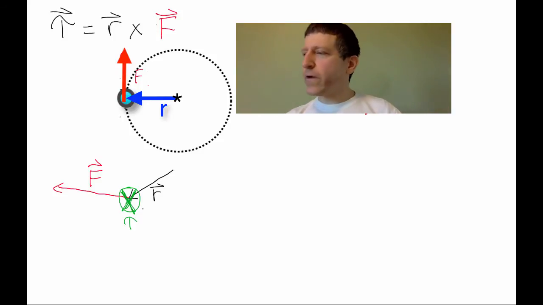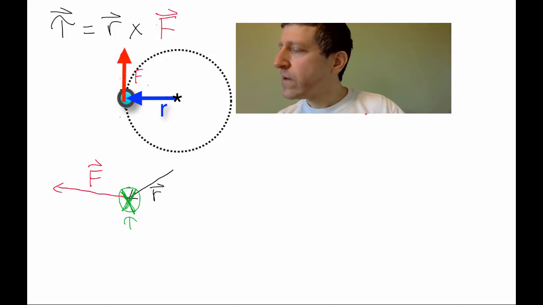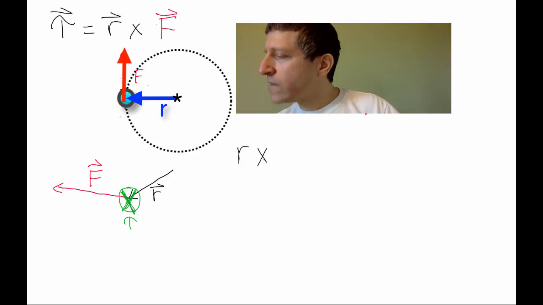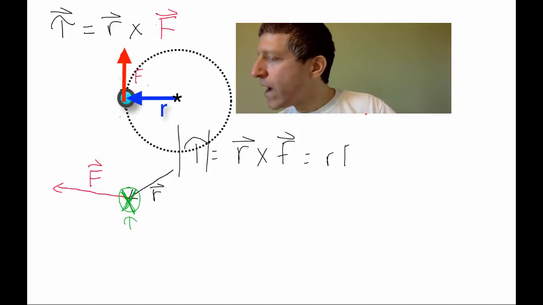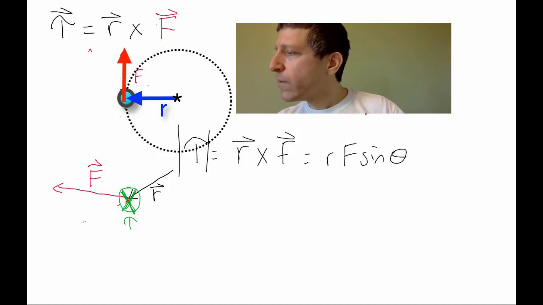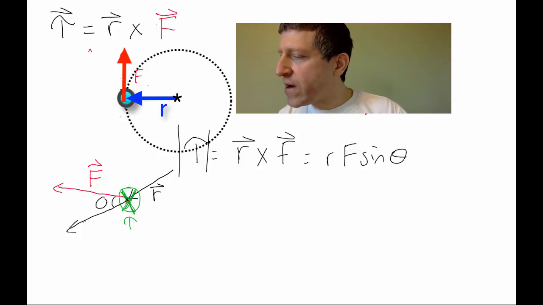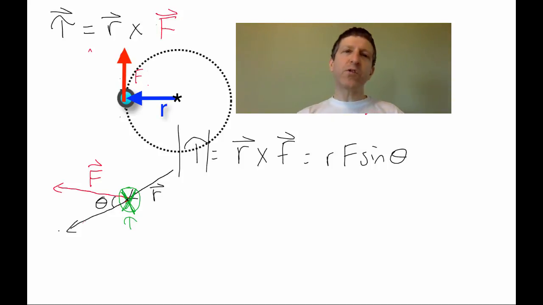Now, if you want to actually figure out the magnitude of these, R cross F, that's the torque, the magnitude of it is RF sine theta. Put the R right over here so we get that angle theta right there. In order to figure out the angle between two vectors, you must put them tail to tail.